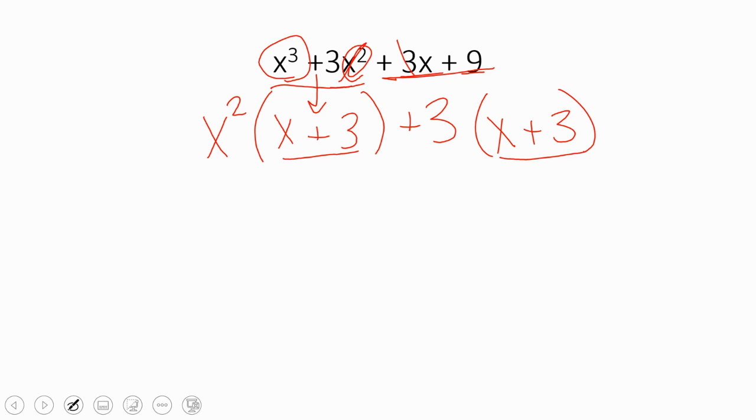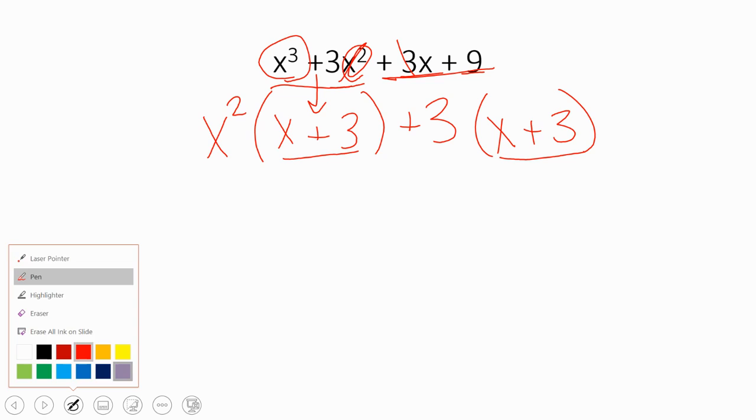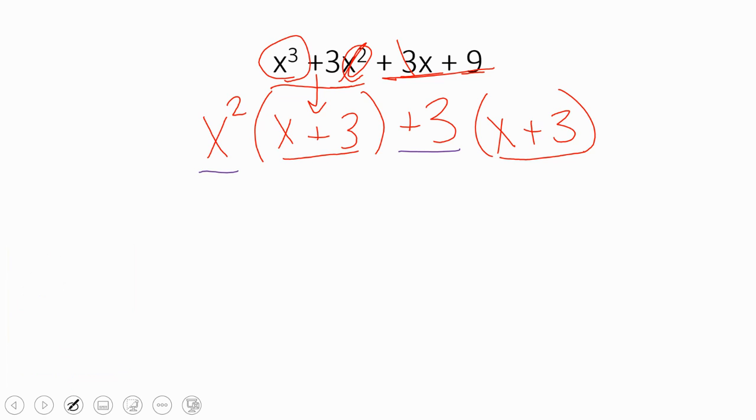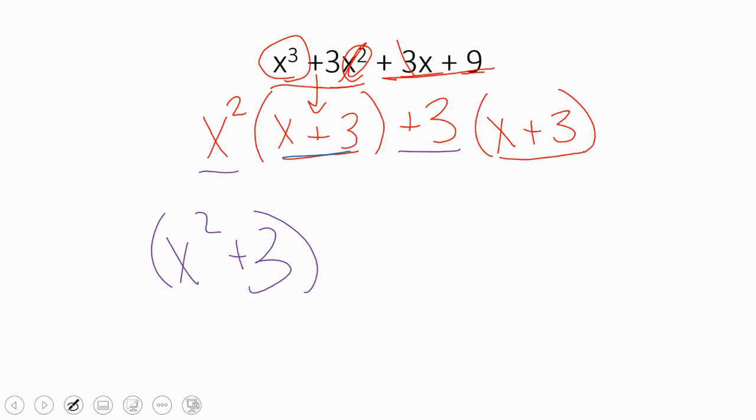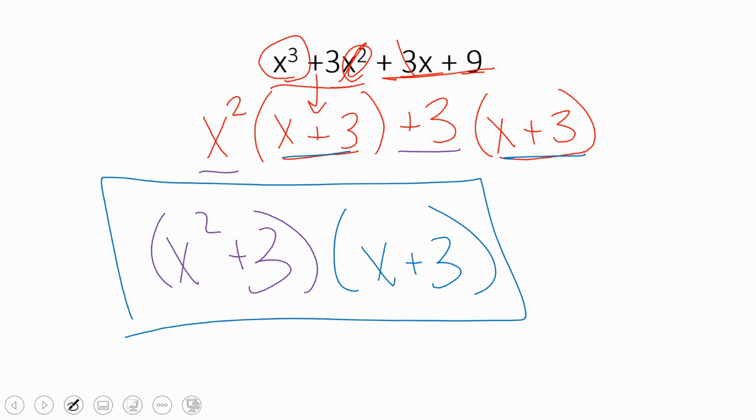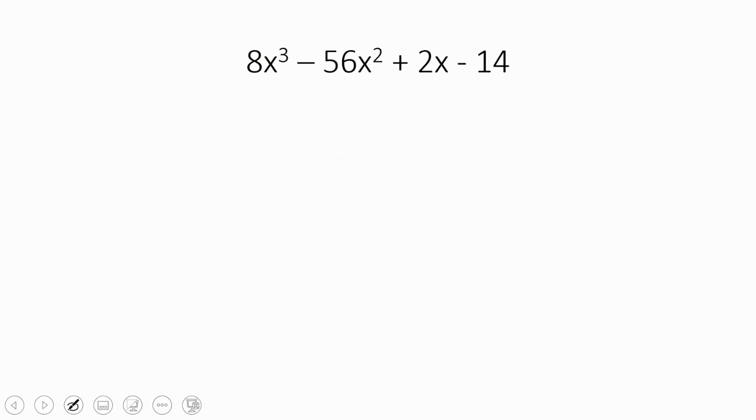Okay, so pick a different color. This gives you your first term, x squared plus 3, and this gives you your second term, x plus 3. And that would be your final answer. All right, we have a few more.